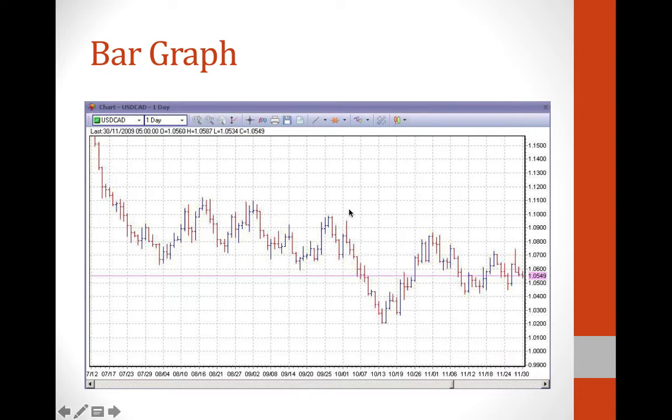Okay? Now the small horizontal lines that you see here are right exactly where the price started the day, and then all that movement is what happened during the day.